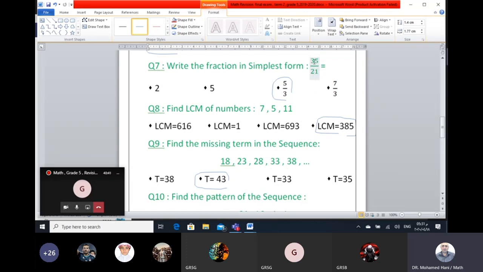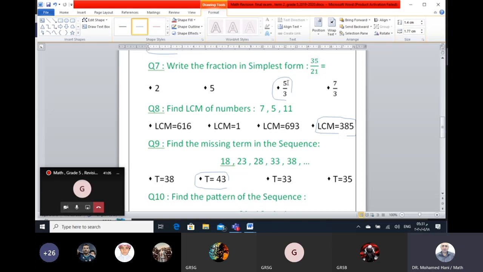Take 35 and write the prime factors. Then take 21 and write the prime factors. 35 equals 5 times 7, and 21 equals 3 times 7. The common factor between them is 7. So now divide by the GCF, divide by 7.